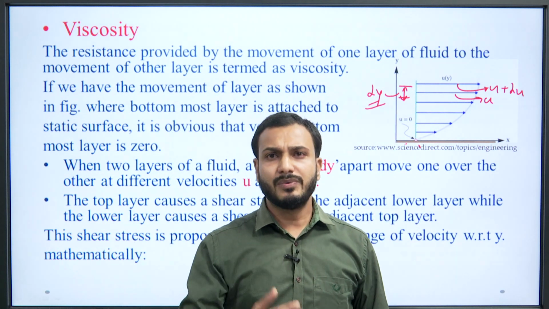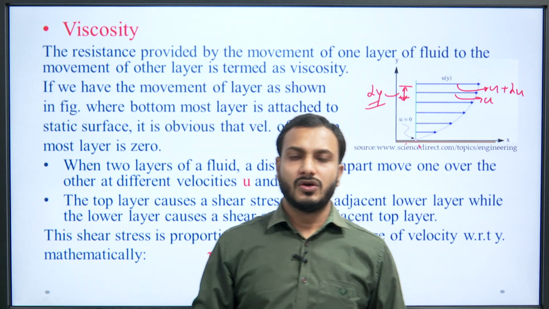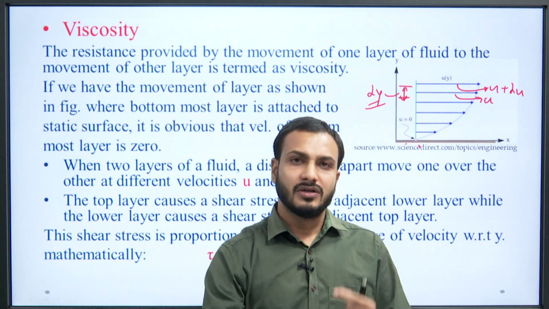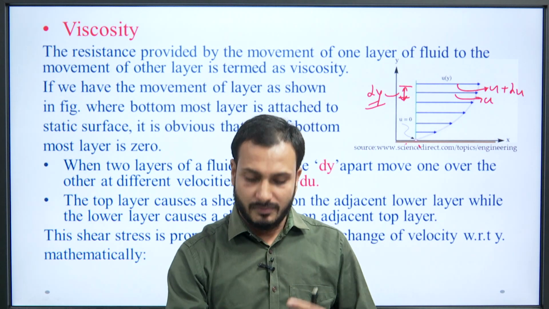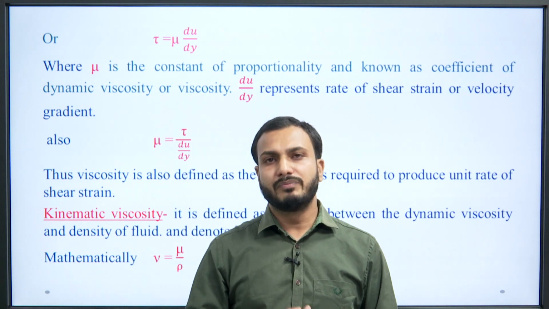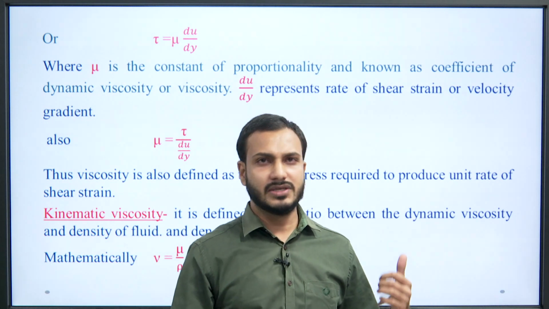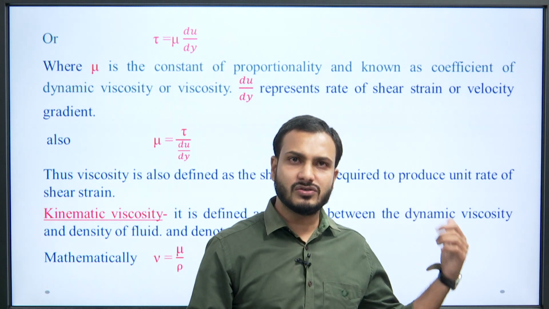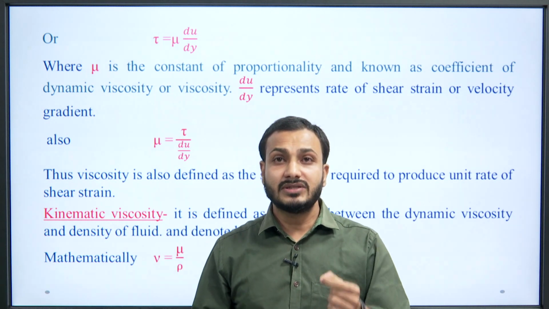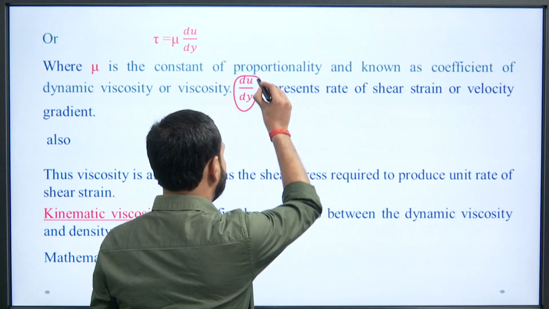This shear stress caused by the adjacent layers must be proportional to the change in velocity with respect to y. Now, let us understand the rate of change in velocity with respect to y. Mathematically, we can write that tau is equal to mu into du by dy, where mu is the constant of proportionality. We have understood this in viscosity also: mu is the dynamic viscosity, or the coefficient of dynamic viscosity, and du by dy represents the rate of shear strain. We can understand this term as the velocity gradient.